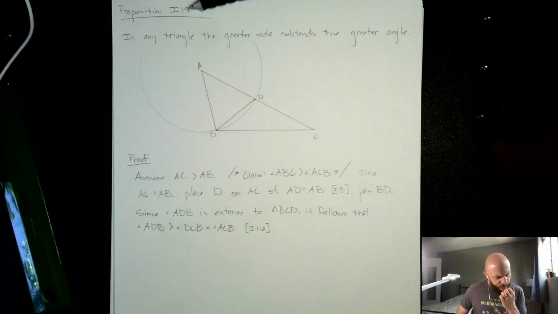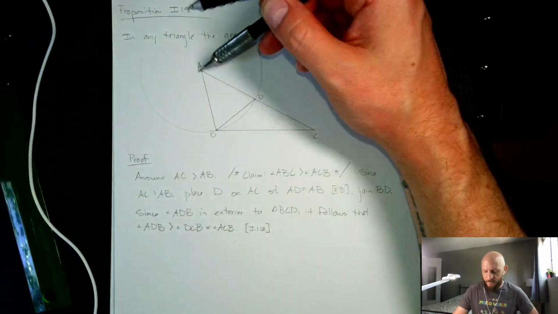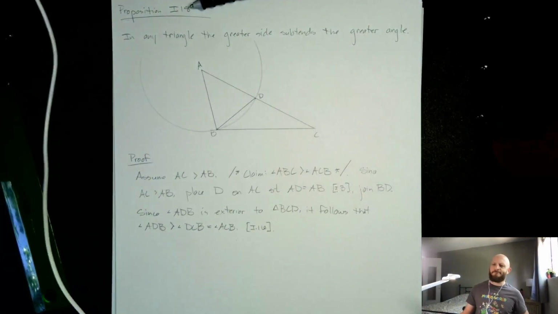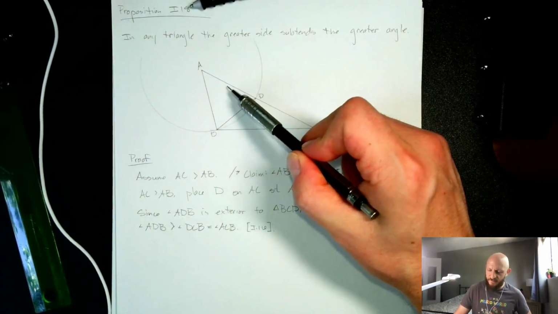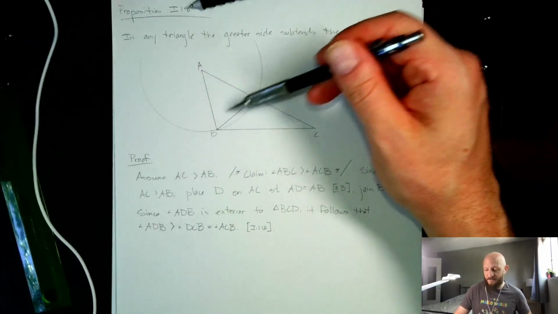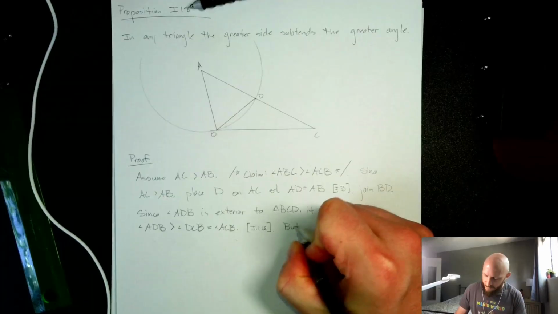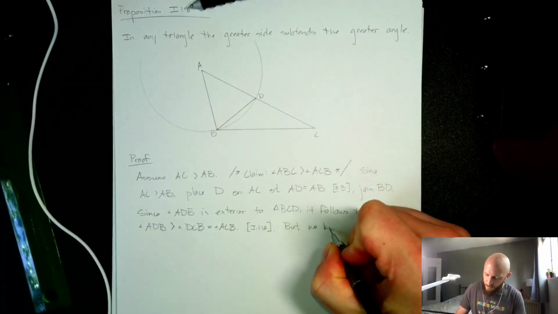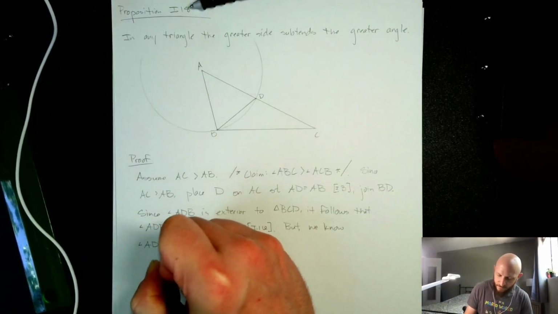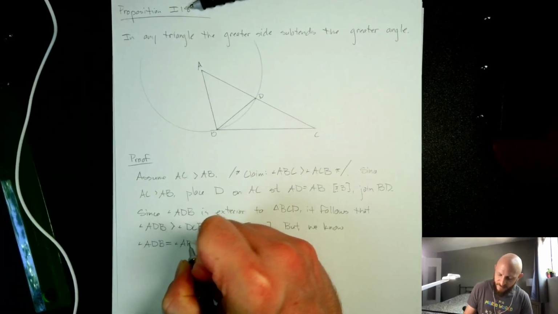What's next? But the angle ADB is equal to the angle ABD. Why is that the case? Well, by construction, this is an isosceles triangle, and we have a proposition that says that the angles at the base of an isosceles triangle are equal to each other. So we know that angle ADB is equal to angle ABD.